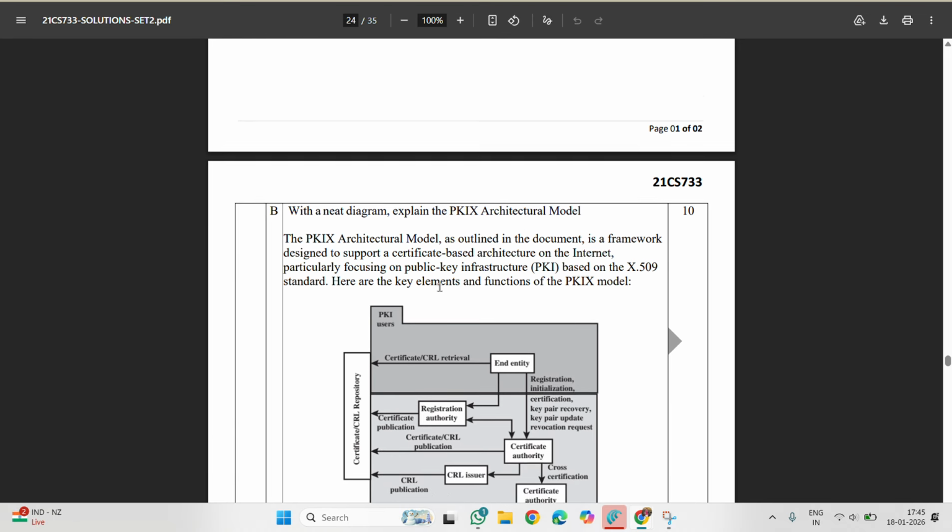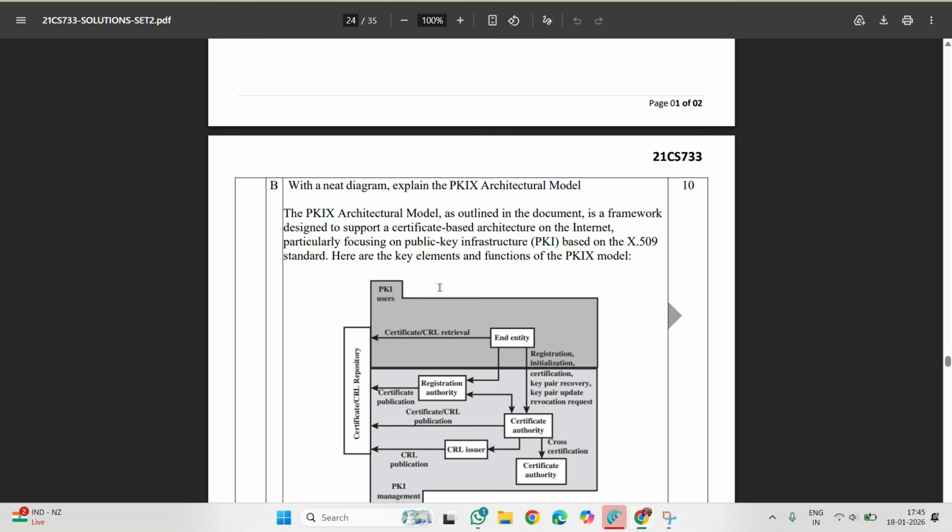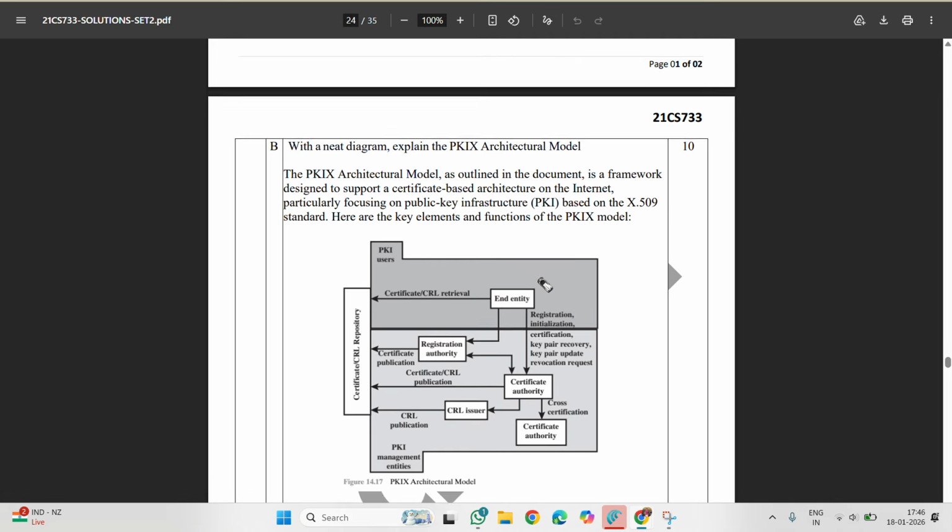I'm coming to the next question. With a neat diagram, explain PKIX architectural model. The term PKIX means public key infrastructure. Explain this question based on the X509 certificates and include key elements and functions in the PKIX model.